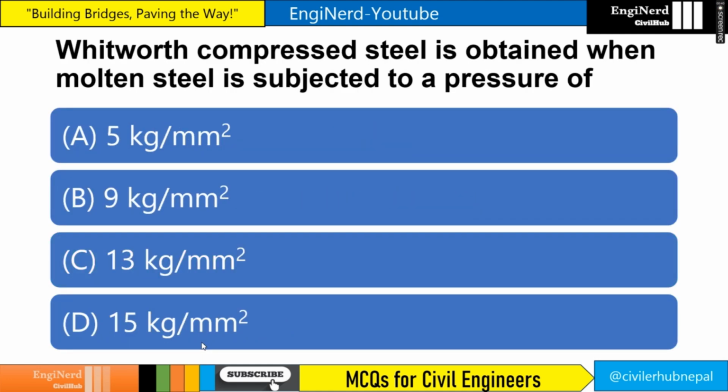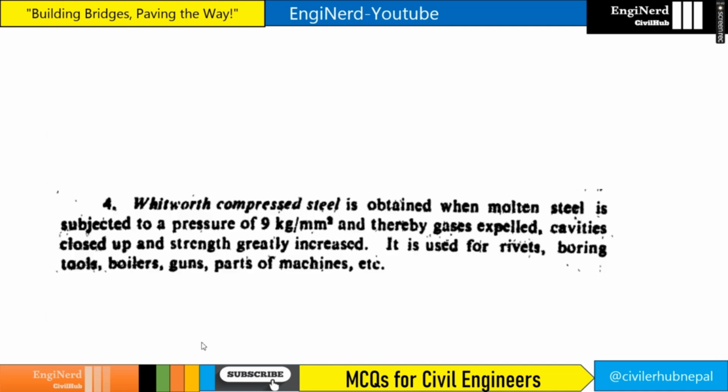With what is compressed steel obtained when molten steel is subjected to a pressure of 9 kg per mm square. If you see here, compressed steel is obtained when molten steel is subjected to a pressure of 9 kg per mm square, right?